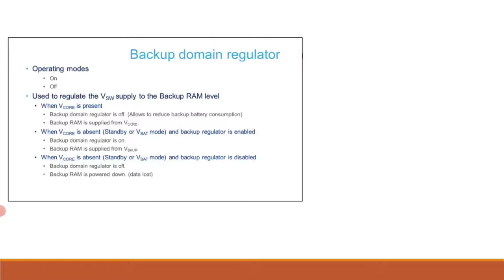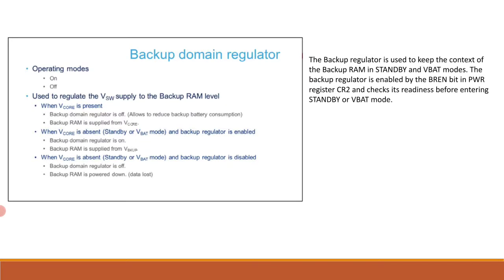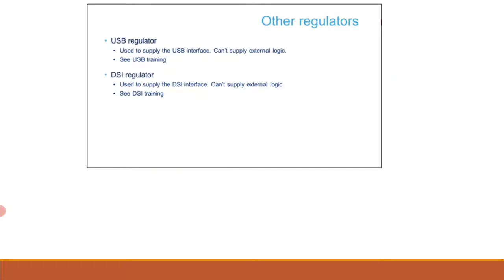So other regulators are the USB regulator and the DSI regulator. An independent USB regulator generates VDD33 USB from a 5V supply.